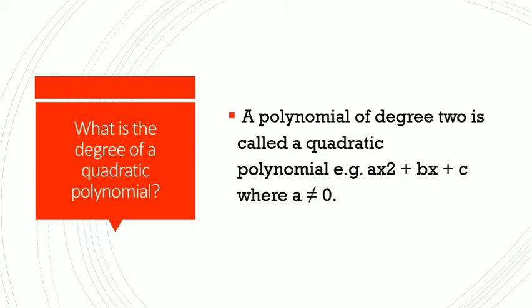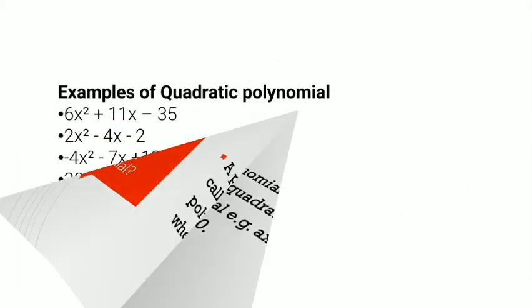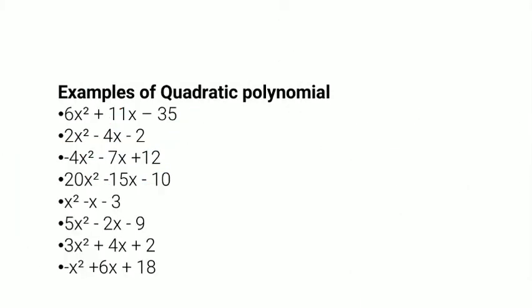What is a quadratic polynomial? A polynomial of degree 2 is called a quadratic polynomial. ax^2 + bx + c, where a is not equal to 0, is the standard form to represent a quadratic polynomial. Children, here we have to understand that a quadratic polynomial is a degree 2 polynomial. We will learn in detail about quadratic polynomials in our next chapters.